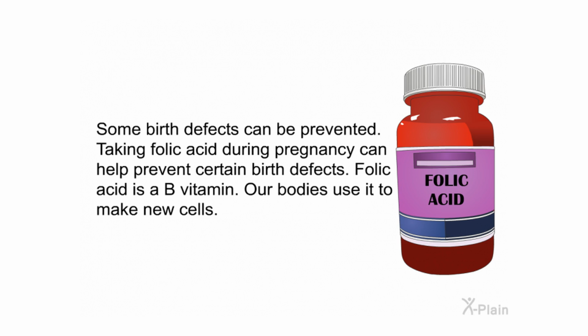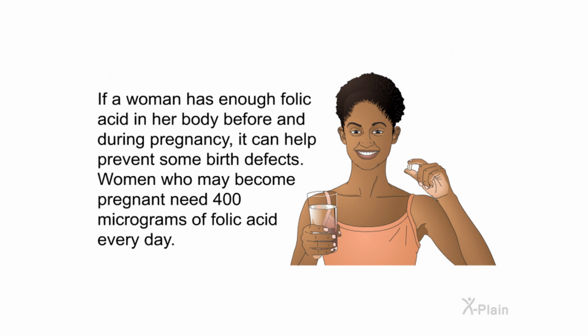Prevention. Some birth defects can be prevented. Taking folic acid during pregnancy can help prevent certain birth defects. Folic acid is a B vitamin. Our bodies use it to make new cells. If a woman has enough folic acid in her body before and during pregnancy, it can help prevent some birth defects. Women who may become pregnant need 400 micrograms of folic acid every day.